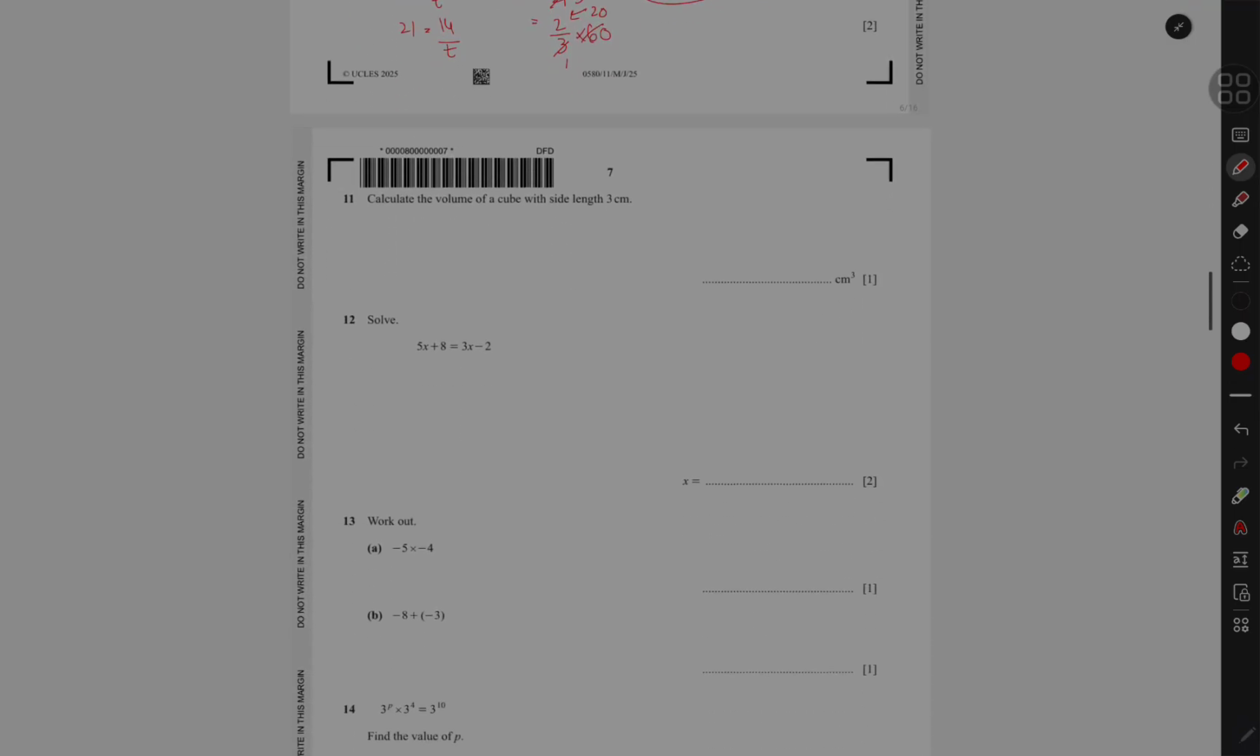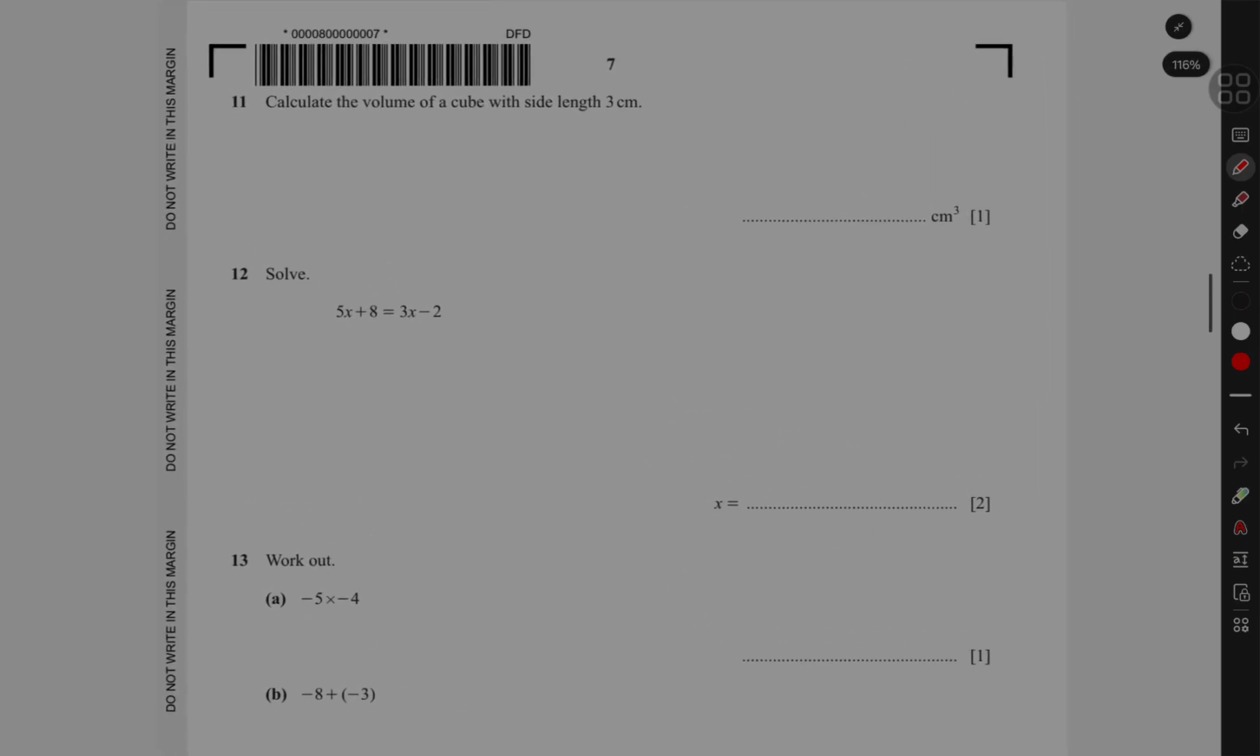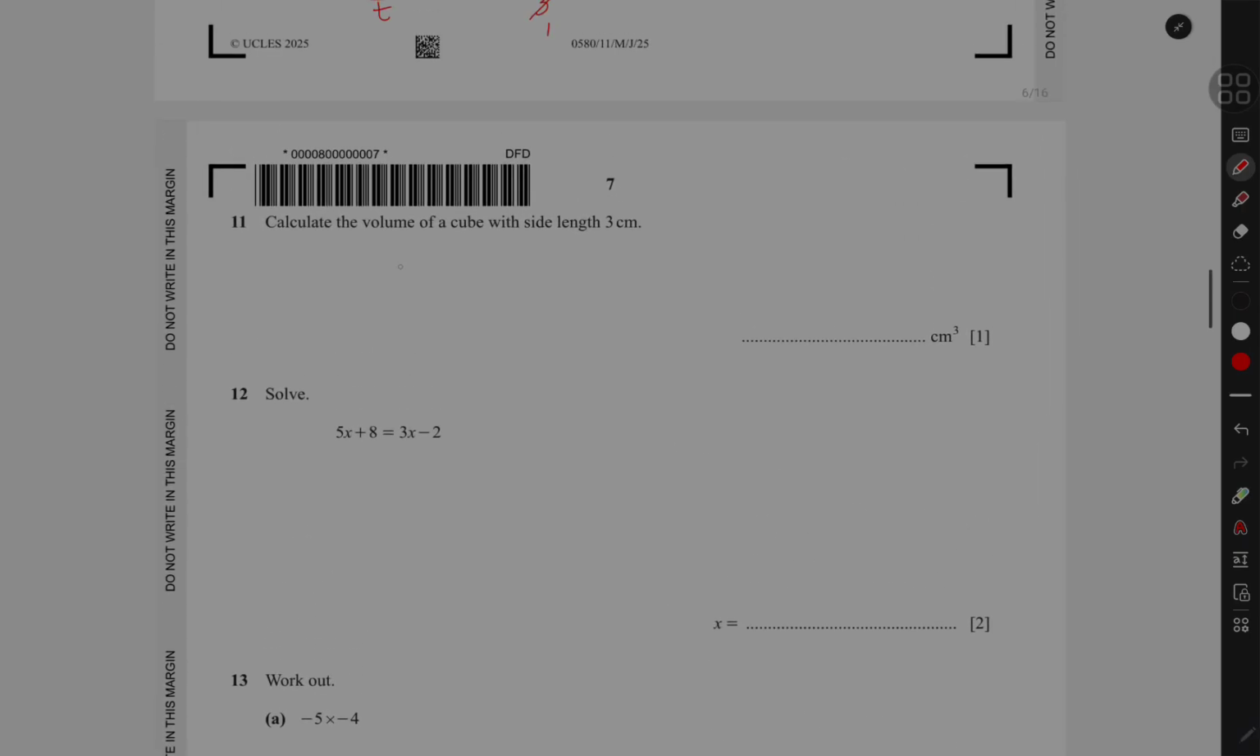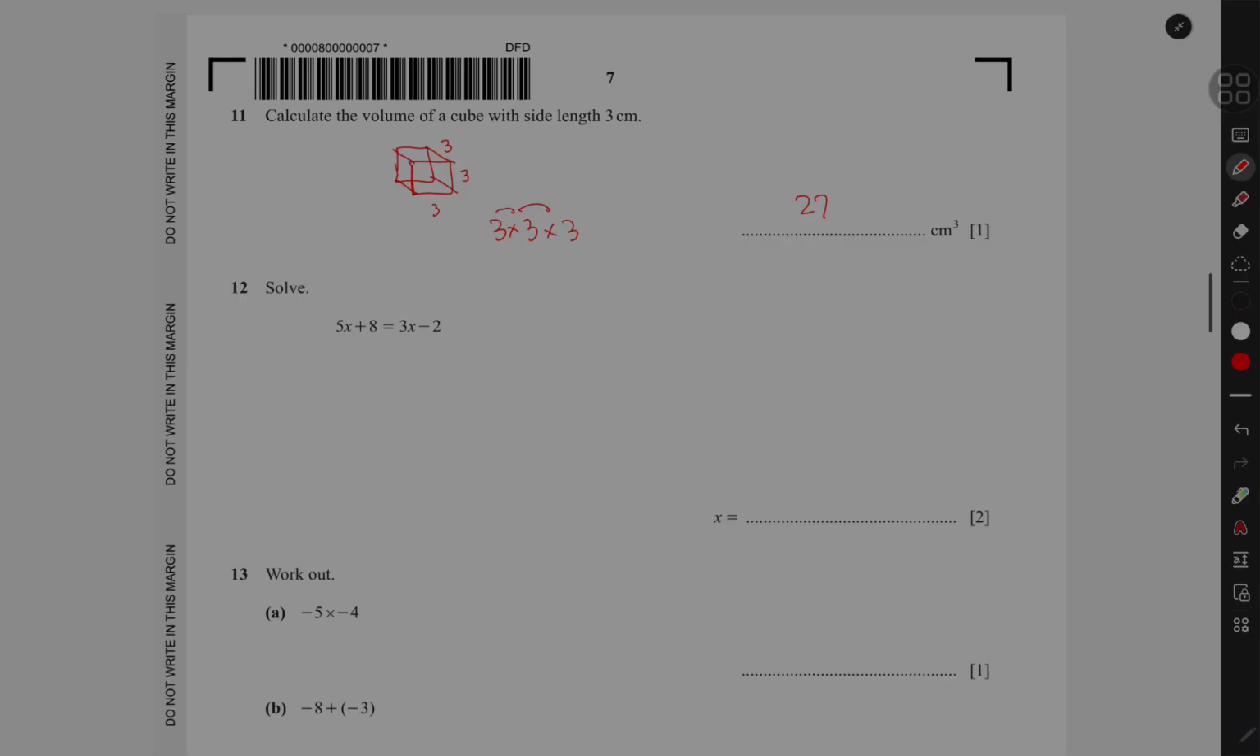Okay. Calculate the volume of a cube with side length 3. That's pretty simple. I can draw a cube right here. I don't know if it's a cube right now, but okay. So each side is 3, 3, 3. I can just multiply all of these. 3 multiplied by 3 multiplied by 3. 3 3s are 9, 9 3s are 27. 27 cm cubed.